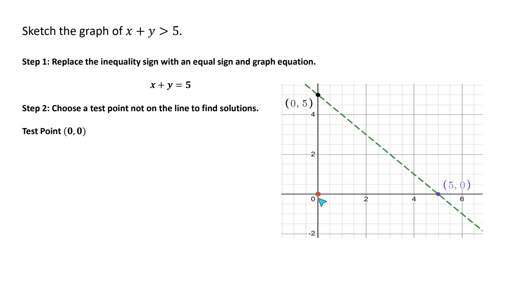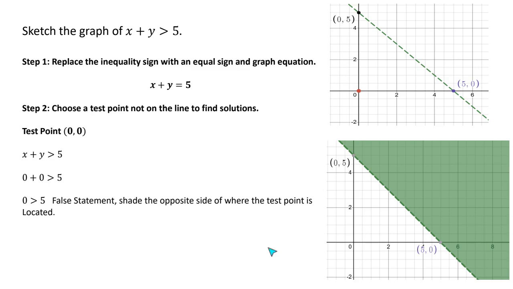I'm going to put a dot here just so that we can see where it is. Whenever you're graphing on your computers, you don't want to put the dot there because it's not really part of the graph. It's just for us to reference. Okay. So what you do with your test point is we take our inequality, and x is 0 and y is 0. So 0 plus 0 is greater than 5. And this is a false statement. 0 is not greater than 5.